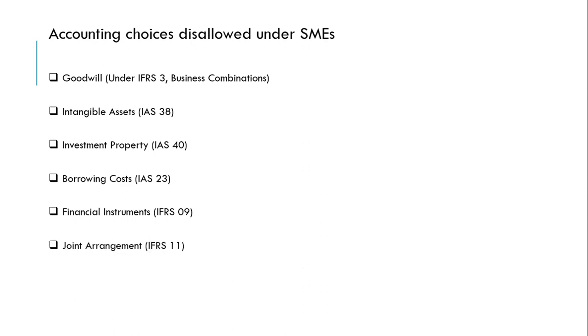Whilst associates and jointly controlled entities can be accounted for using the equity method in the consolidated financial statements, they can also be held at cost if there is no published price quotation or fair value. Therefore, simpler alternatives to the equity method are available.